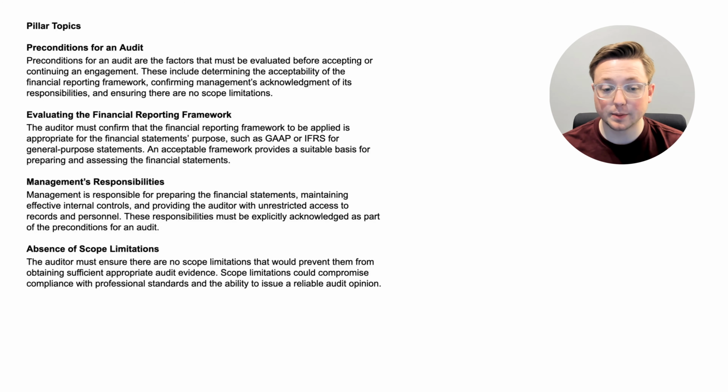Now let's talk about the last precondition, absence of scope limitations. The auditor must ensure there are no scope limitations that would prevent them from obtaining sufficient appropriate audit evidence. Scope limitations could compromise compliance with professional standards and the ability to issue a reliable audit opinion. And we're going to, of course, learn more about a lot of these things, especially management responsibilities and scope limitations, in future videos when we get there. But these are the basic preconditions that need to be met before an auditor should be willing to accept an engagement or continue an engagement.